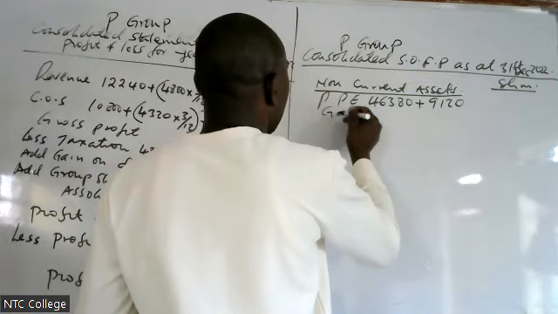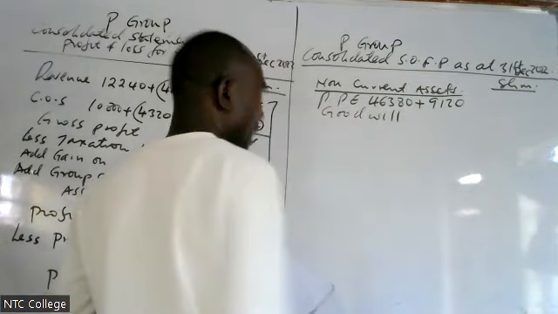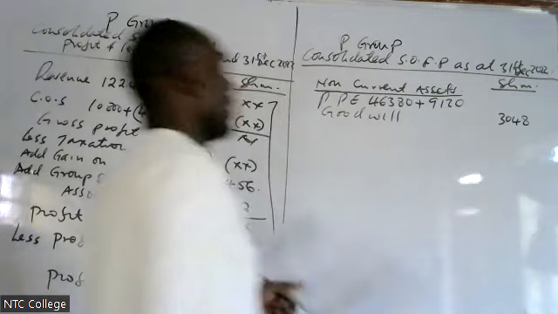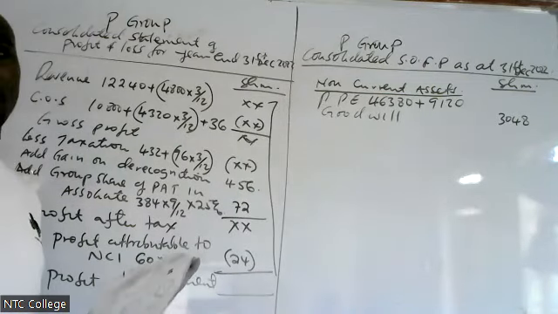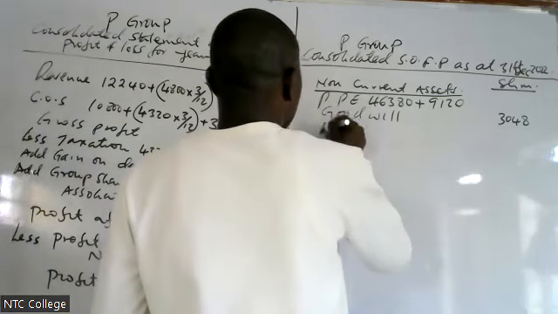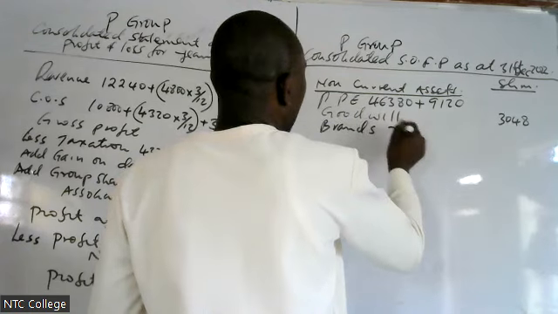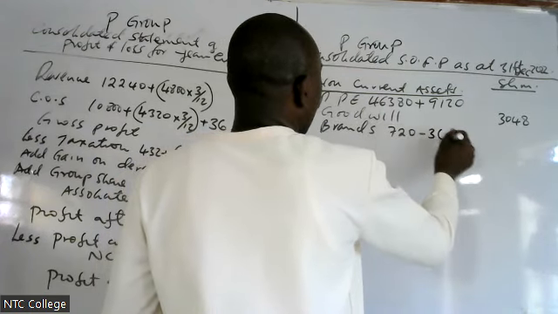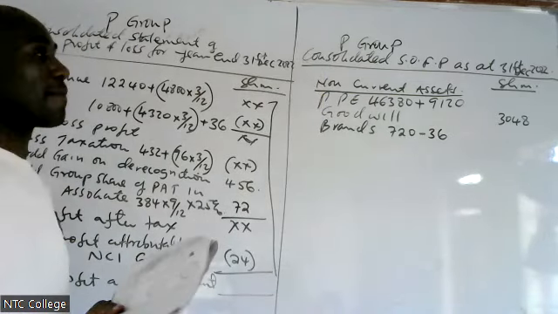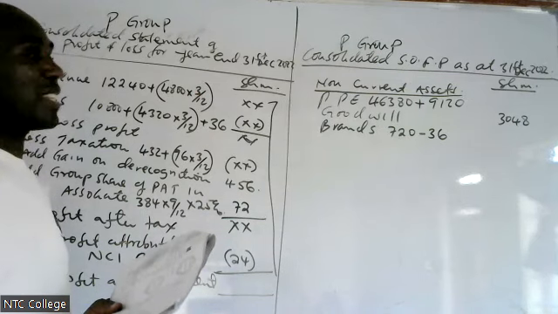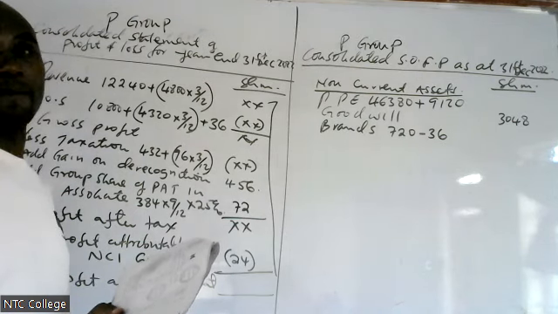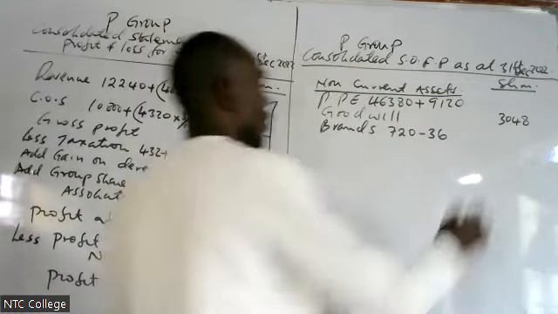Then you write goodwill. We did goodwill, if I remember very well, it was 3048. Then we have grants, which was fair value adjustment, 720. That one we already did, minus 36 amortization. Then you give me total.